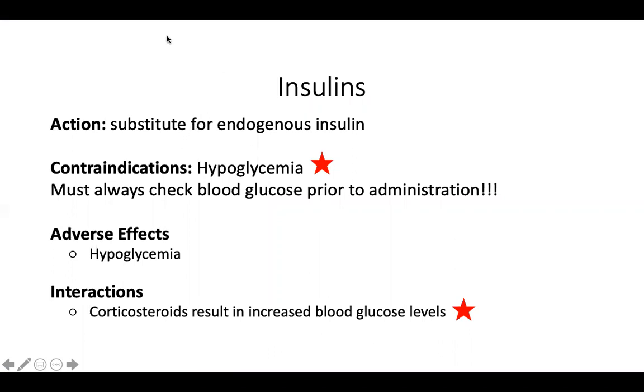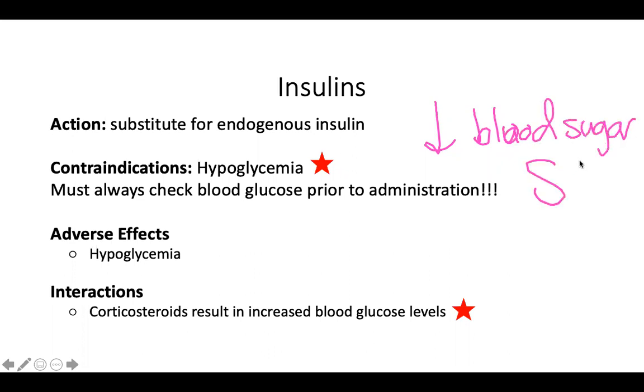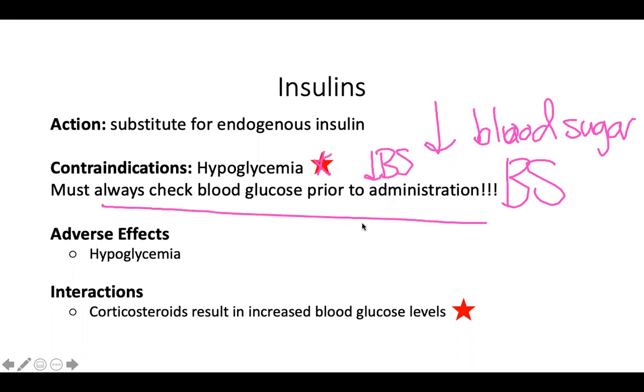Our biggest concern with insulin is that it's going to decrease the blood sugar. I'm going to abbreviate that BS for the remainder of the lecture, blood sugar. So our biggest concern is hypoglycemia. Hypoglycemia is low blood sugar. So you should always check the blood glucose prior to administering.